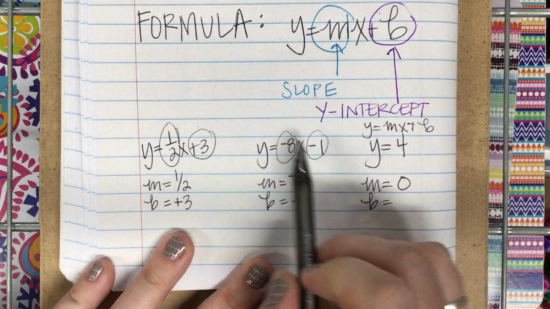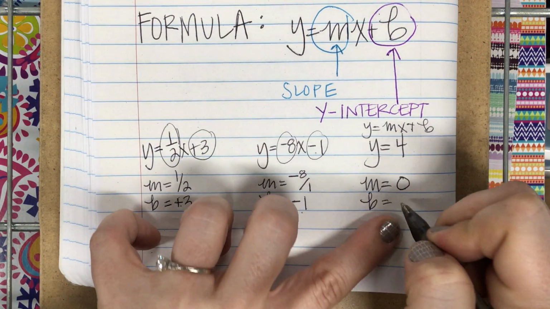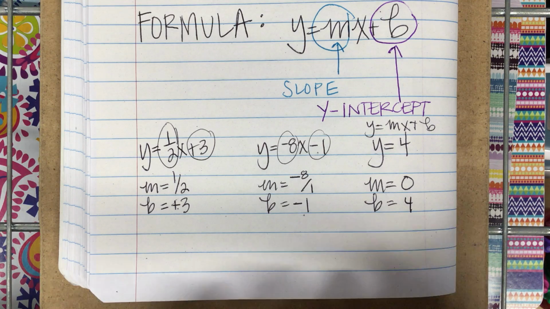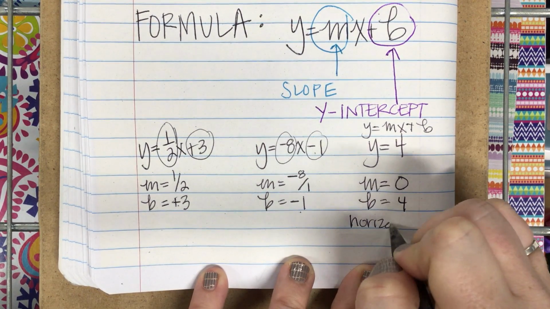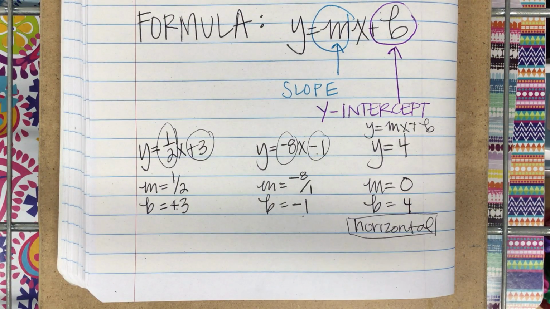The constant, the number by itself, is my intercept, right? So my intercept is 4. What kind of line has a slope of 0? Horizontal. This is a horizontal line. There is no slope. The slope is 0. Y equals 4 means it's still a line, right? It's just a horizontal line, and horizontal lines have a slope of 0.